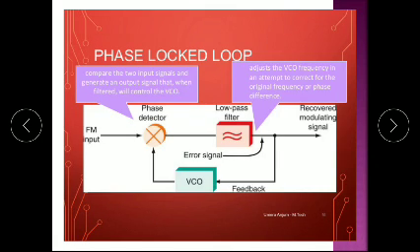Now the phase lock loop circuit, how it works, we can see here. There is the FM input, phase detector, and low pass filter that sends the error signal as feedback with the help of the VCO, and it is applied to the phase detector, and at the last we get the recovered modulating signal.